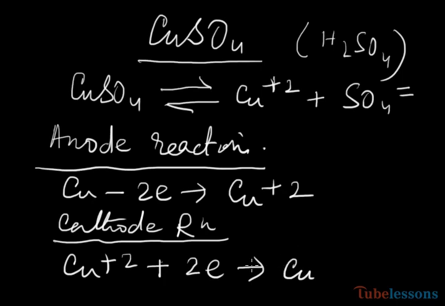But from the anode the copper ions will be emitted, and these copper ions will migrate to the cathode. So the copper rod in the anode will be reduced in mass, but the concentration of copper sulfate remains unchanged. This is electrolysis of copper sulfate. Thank you.